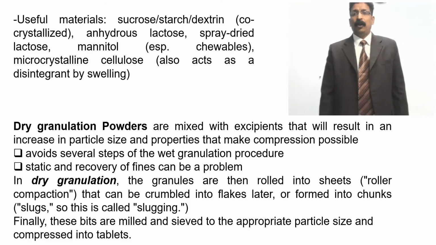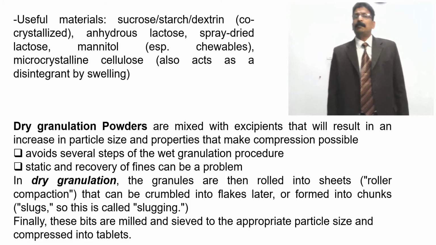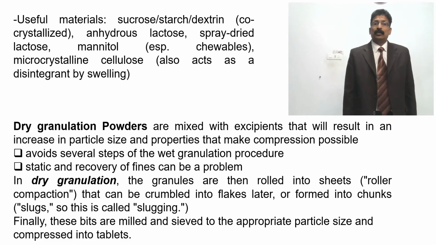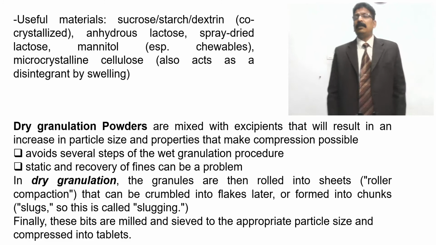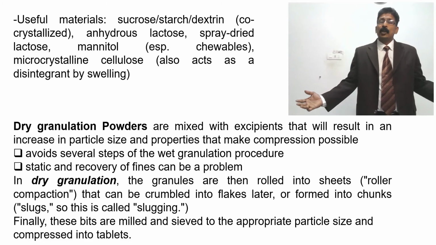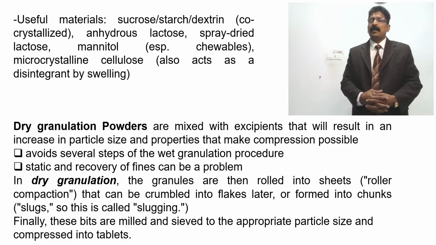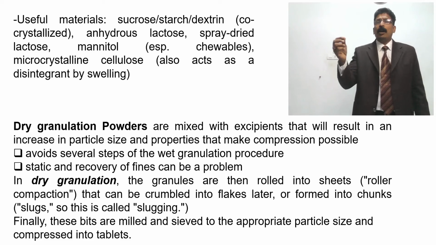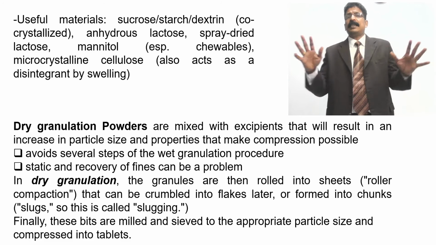Can you follow? Dry granulation of powders is also possible. How will you make dry granulation? What is the difference between dry granulation and wet granulation? Wet granulation means you are using some solvent system to make the powder wet, and then you are making small granules of the same size, drying, and then compression.